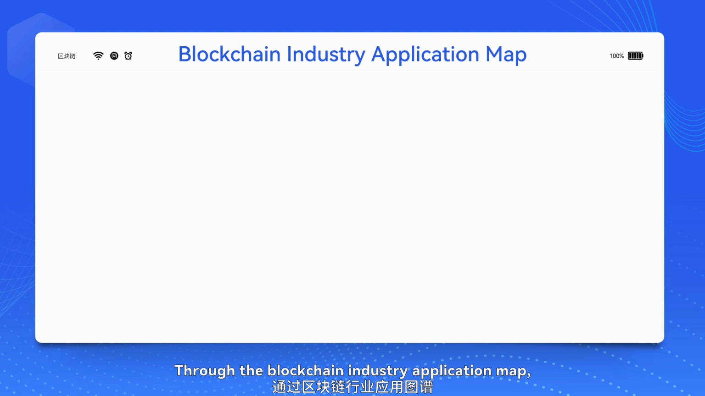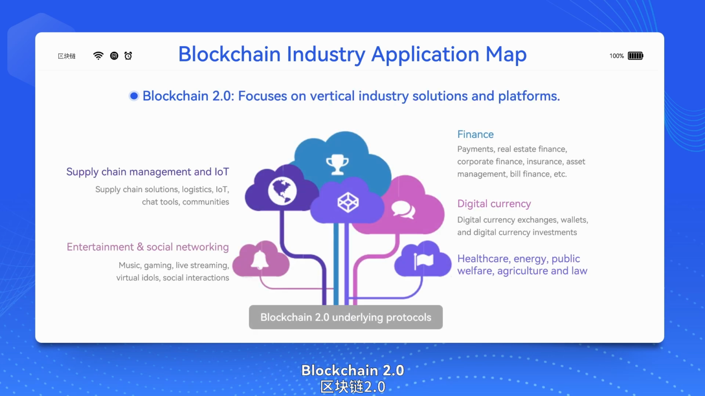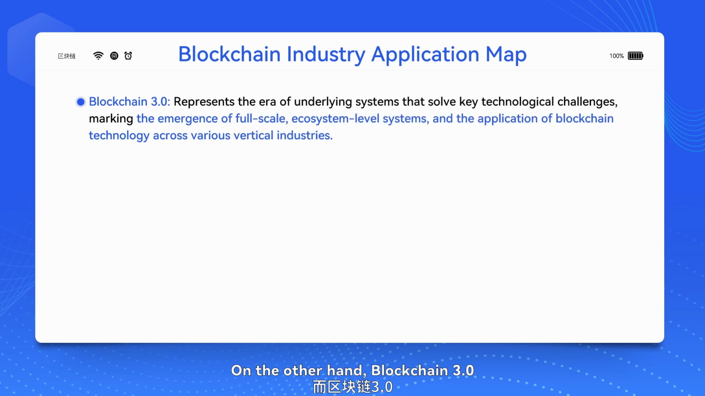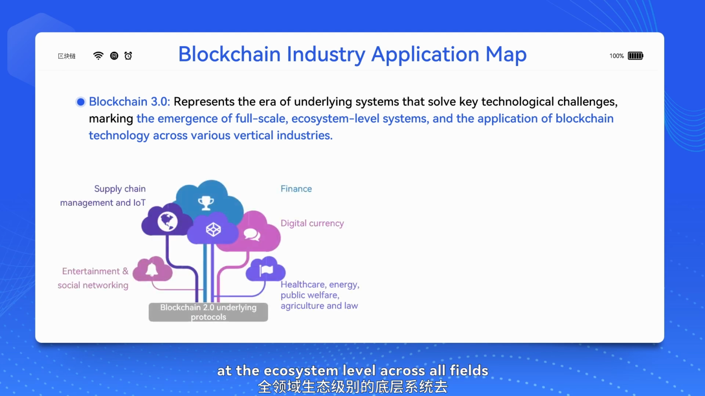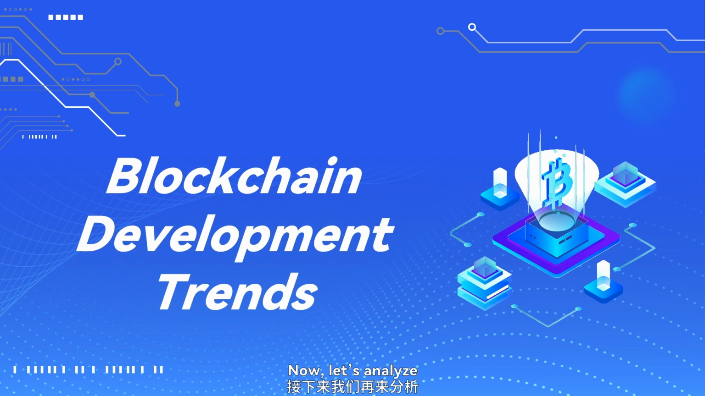Through the blockchain industry application map, let's further analyze the differences between Blockchain 2.0 and 3.0. Blockchain 2.0 focuses on vertical industry solutions and platforms. On the other hand, Blockchain 3.0 aims to integrate blockchain technology into underlying systems at the ecosystem level across all fields to address trust issues in various industries. Now, let's analyze the future development trends of blockchain.